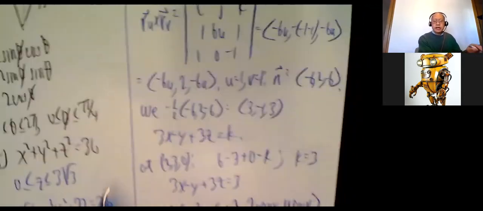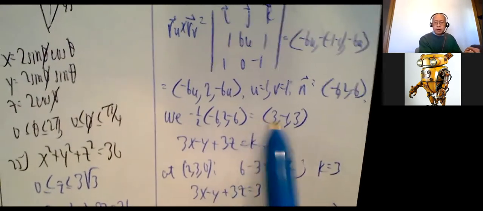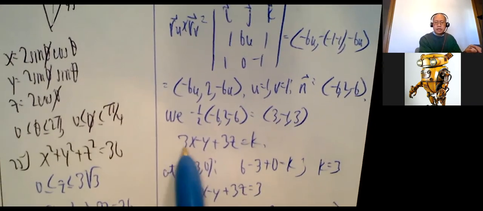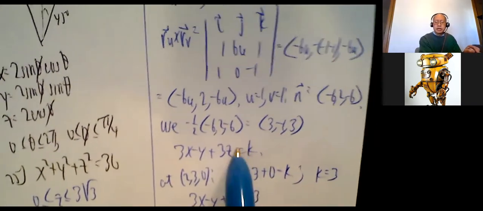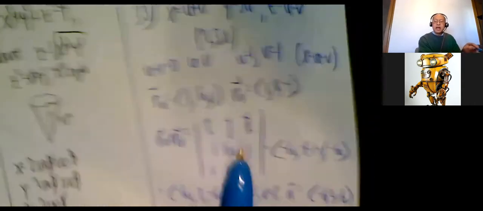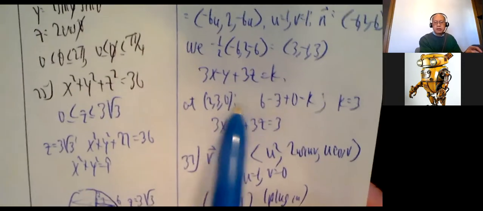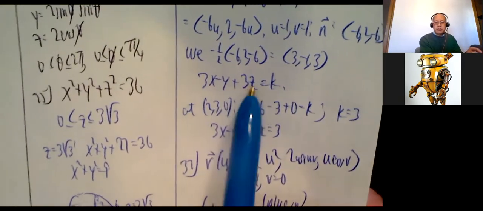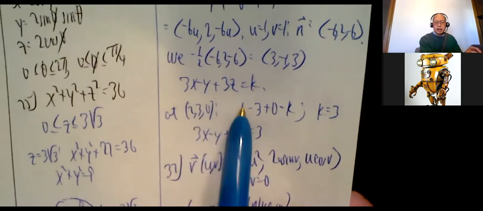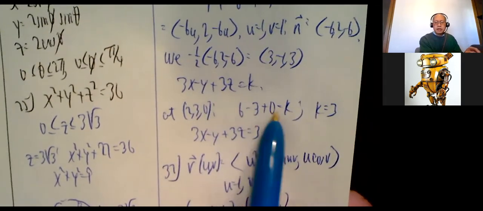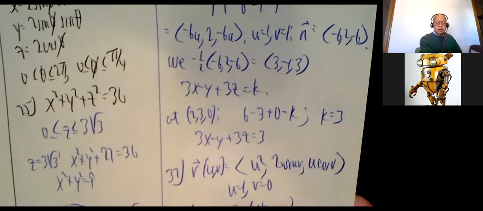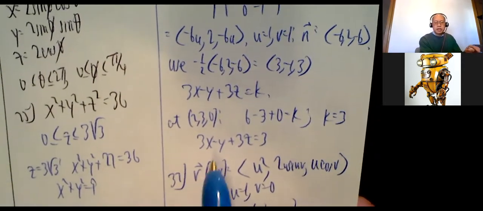Okay, so the equation is, remember, these are the components that you have. They're the coefficients of x, y, and z. So 3x minus y plus 3z equals a constant k. To find the k, I plug in the given point 2, 3, 0. So put a 2 here, 3 here, 0 here. So 3 times 2 is 6, minus 3 plus nothing equals k. K is equal to 3. So here's my answer. 3x minus y plus 3z equals 3.